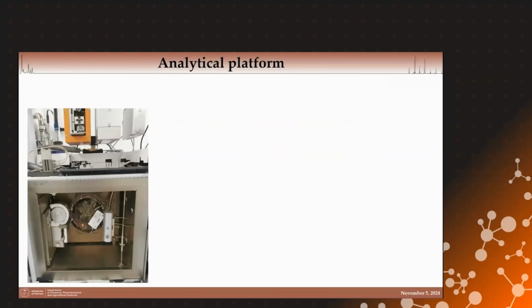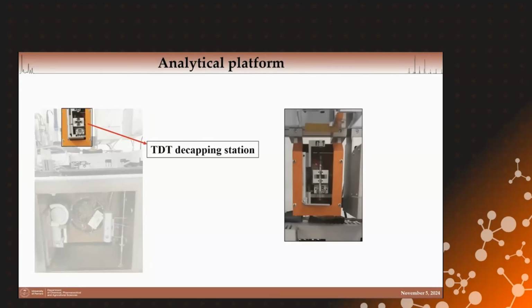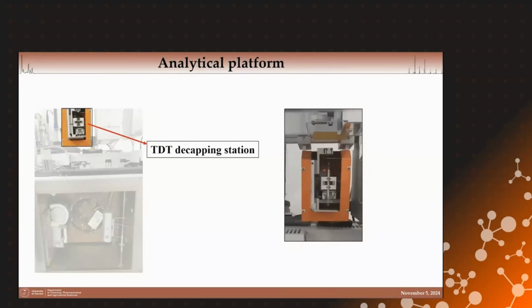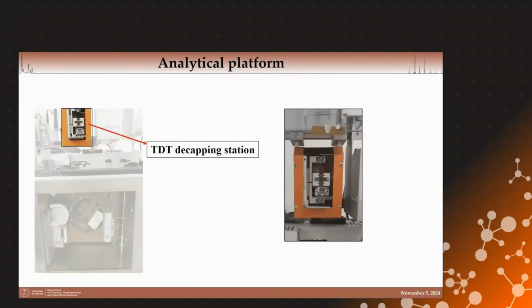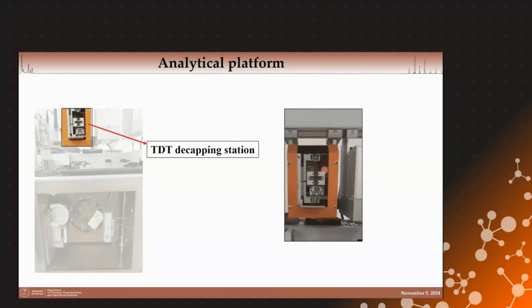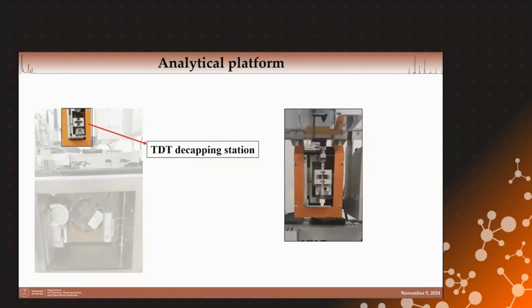I start by showing you the platform we currently use for the analysis of volatile metabolites using the dynamic headspace extraction technique. The platform consists of a GC-GC TOFMS system, which is very versatile for different types of samples. The picture here shows the most important features. As a first feature, this is the tube decapping station, which allows the handling and automation of the sample tubes for the analysis.